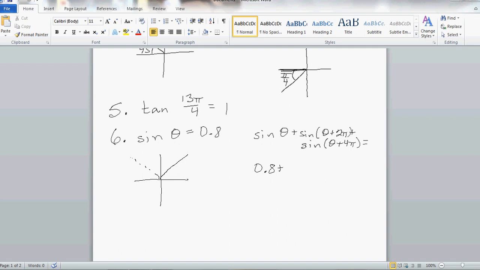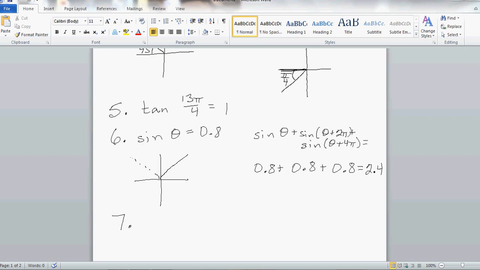The sine of theta plus 2 pi ends up in exactly the same place, so that's going to be 0.8, as will when we add 4 pi. And so we get 0.8 plus 0.8 plus 0.8, which is 2.4.